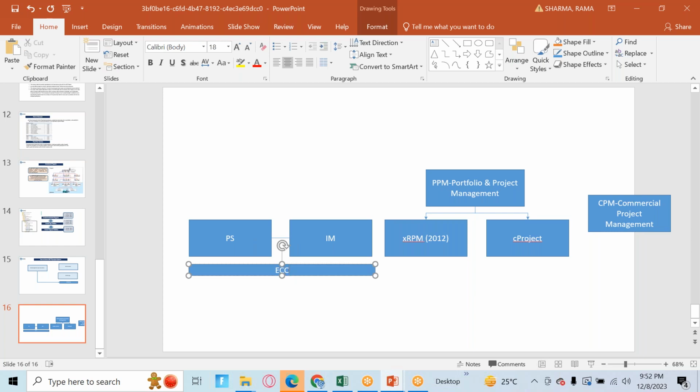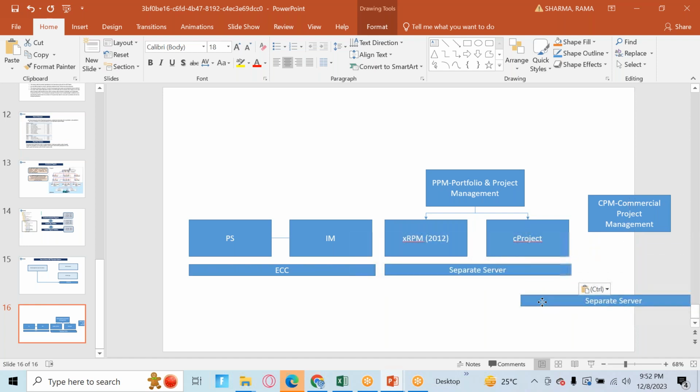But for XRPM or C project, or finally PPM when it was changed, we required a separate server or add-on. I'm writing it as separate server. In the same way, CPM also required a separate server. Just understand that this was happening before S4HANA.